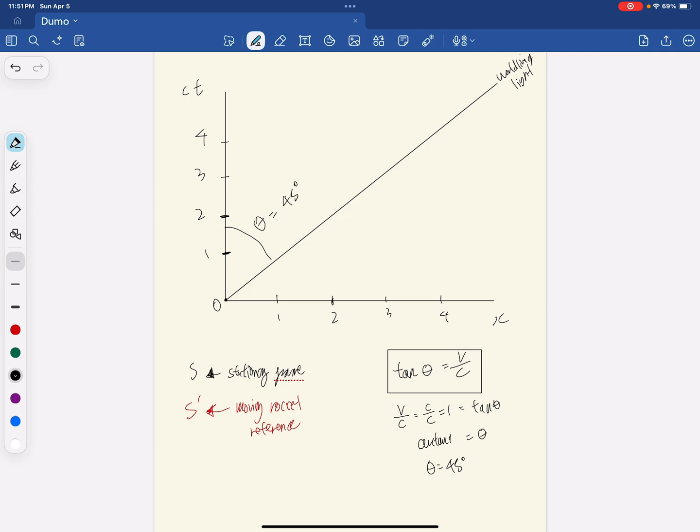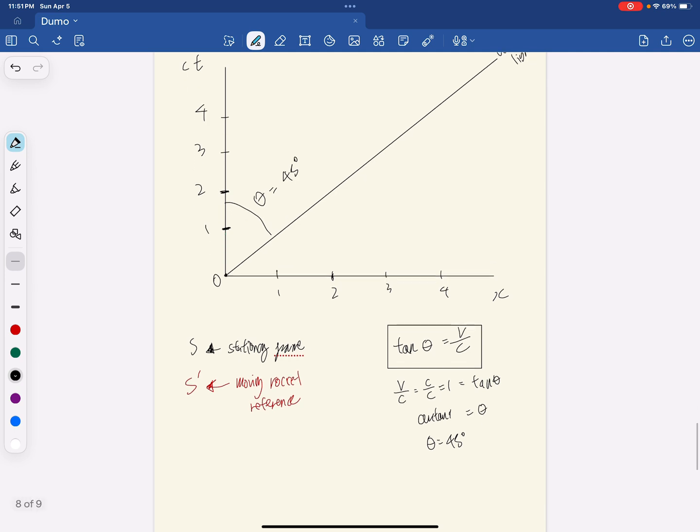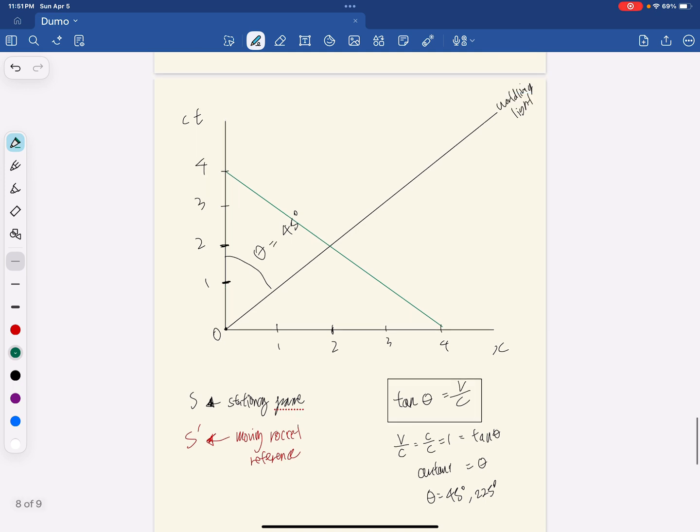But if you are into trigonometry, you can easily realize that theta could also be 225 degrees. So does that mean a world line of a photon like this is possible? Let me just draw in a different color. This green world line, is it possible? Actually, yes, it is possible. But this is also a world line of light.